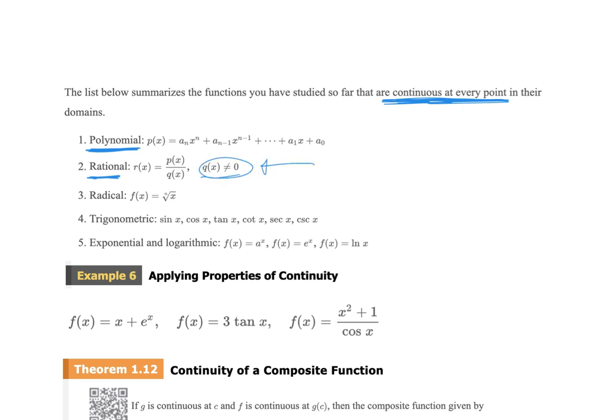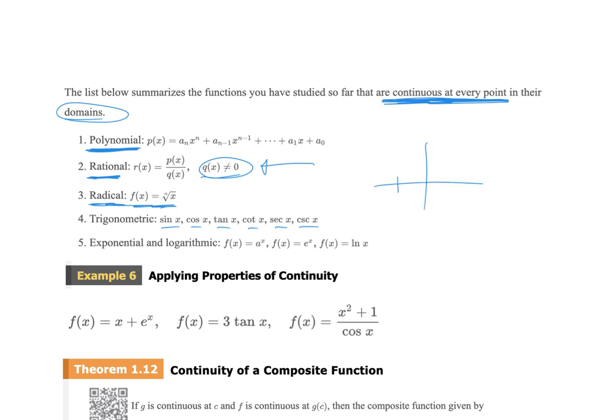So we're going to hone in on this when we talk more about discontinuities, when that denominator does equal 0. A radical will be continuous on its domain, and it does state that up in the sentence. Trig functions: sine, cosine, tangent, cotangent, secant, cosecant. Again, they're continuous at every point on their domain.